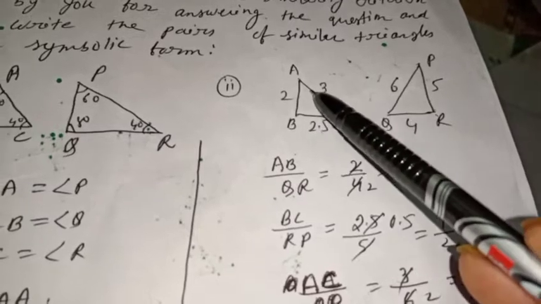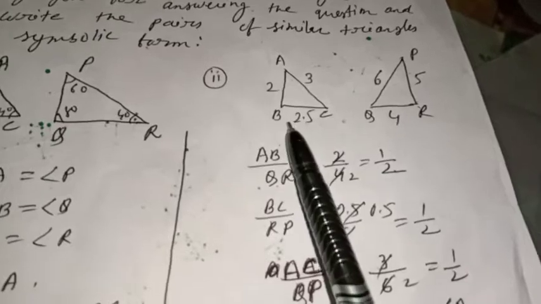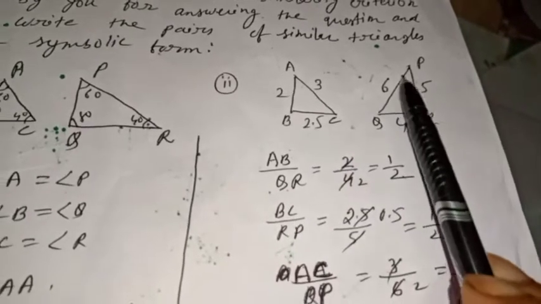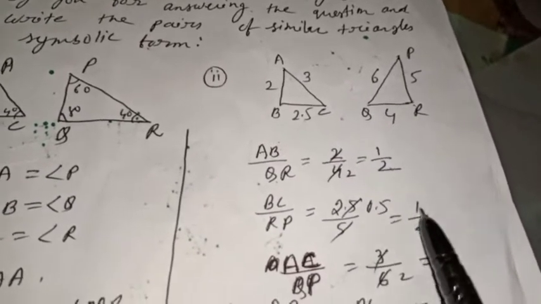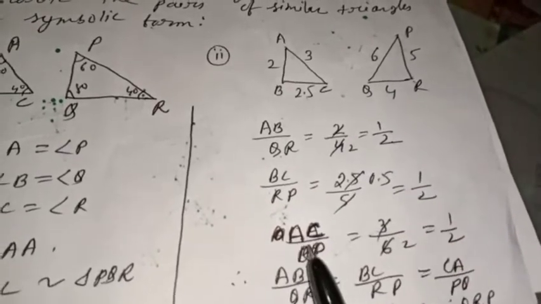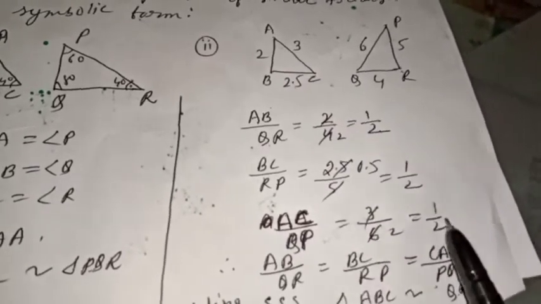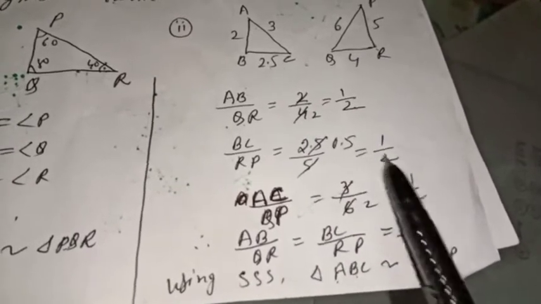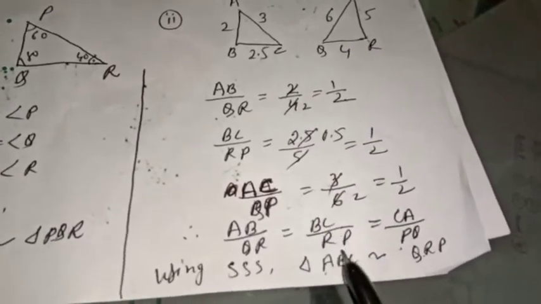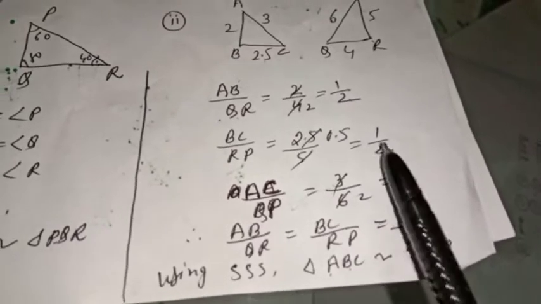The length of AB is 2 and QR is 4, so 2 by 4 is half. Next I am taking BC with RP, 2.5 by 5, which is 0.5, half. And at last I have taken AC by QP, 3 by 6, half. So all of them are half, which means AB by QR is equal to BC by RP is equal to CA by PQ. All the ratios are equal.